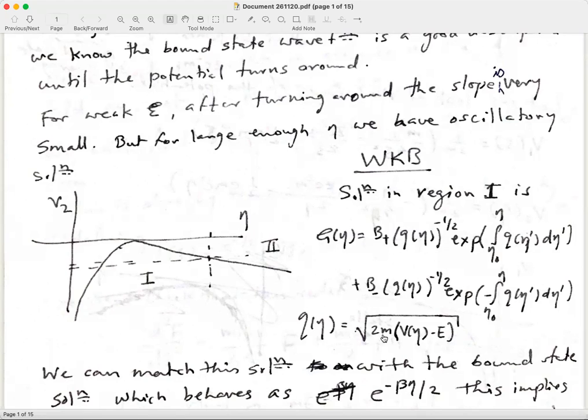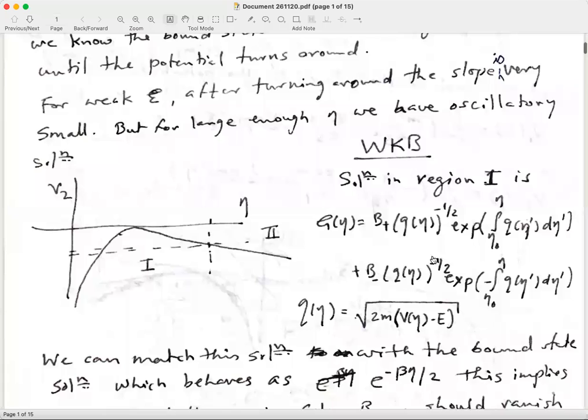Now, it is written as V eta minus E because we are in the classically disallowed region, in which case V eta minus E is actually positive. So therefore, there is no factor of plus or minus i sitting around here, because this quantity inside the square root is positive. And as a result, the wave function that we have written down is an exponentially growing or exponentially decaying solution.